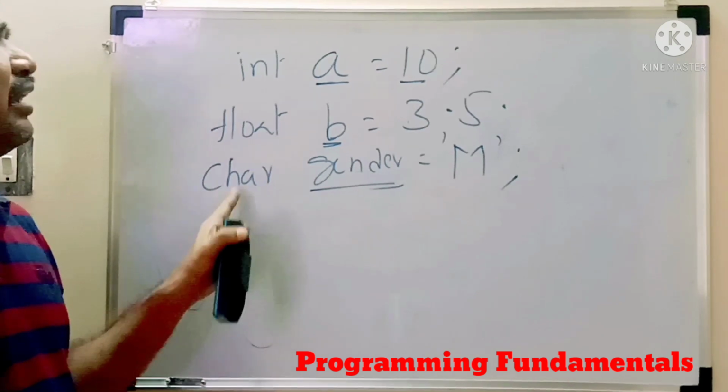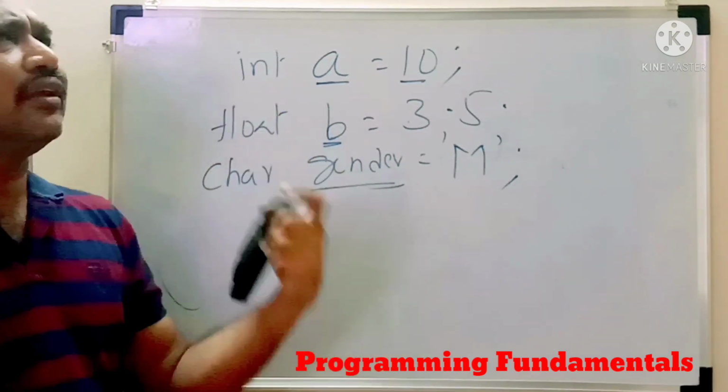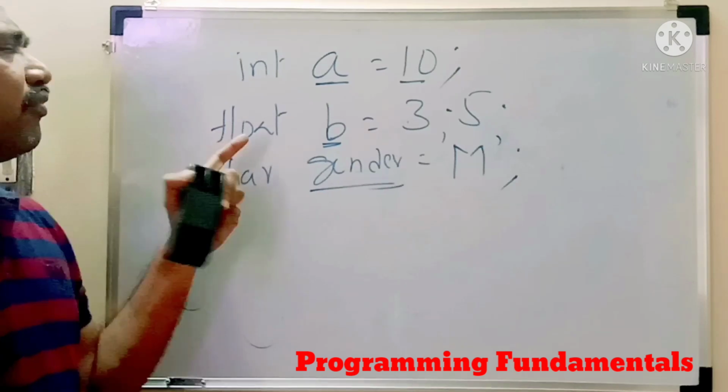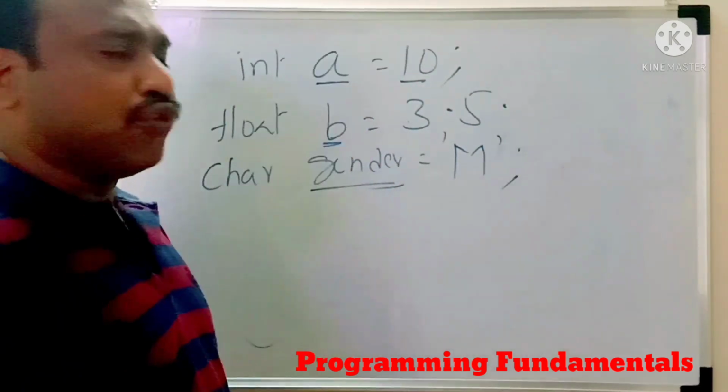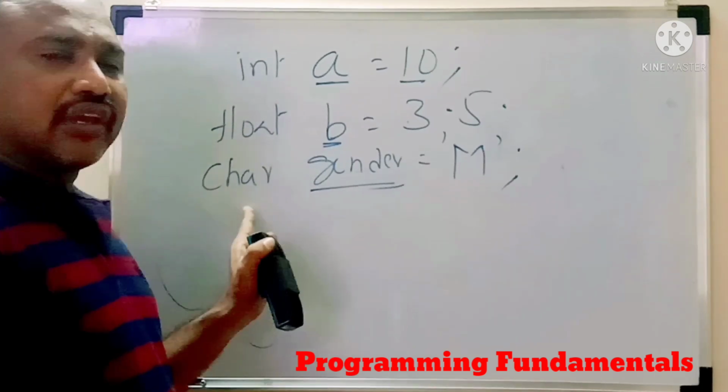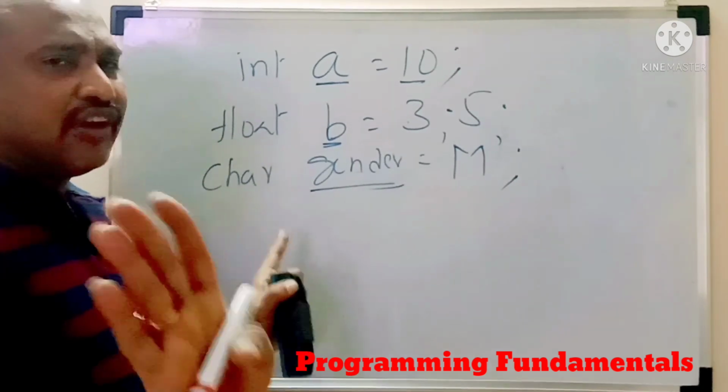Sir, why do I have to use short, int, long? In which case do I have to use float? In which case do I have to use double? When do I have to use char? I will tell you. It is clear to all of you.